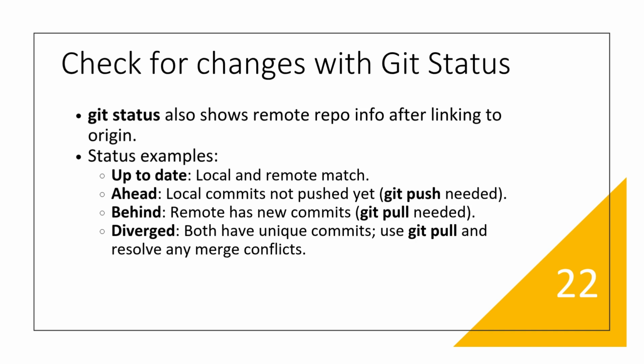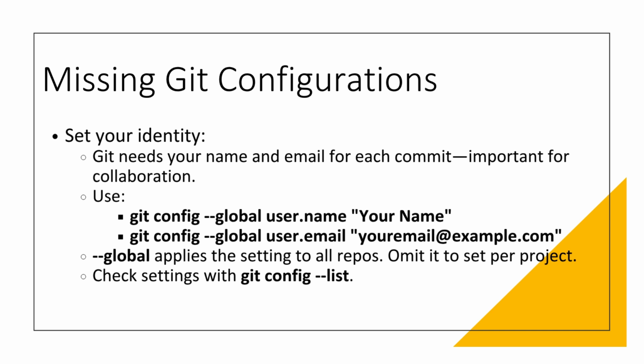Super useful. And one quick but important thing: before you make your first commit, you should tell Git who you are. You use git config --global user.name, your name, and git config --global user.email, your email at example.com. That way, every commit is tagged with your info. It's about accountability. Right. Makes sense.